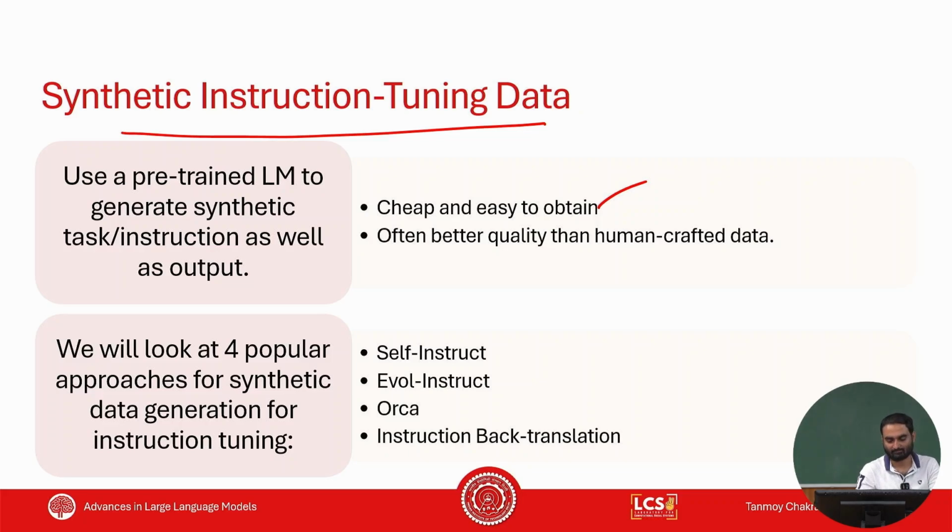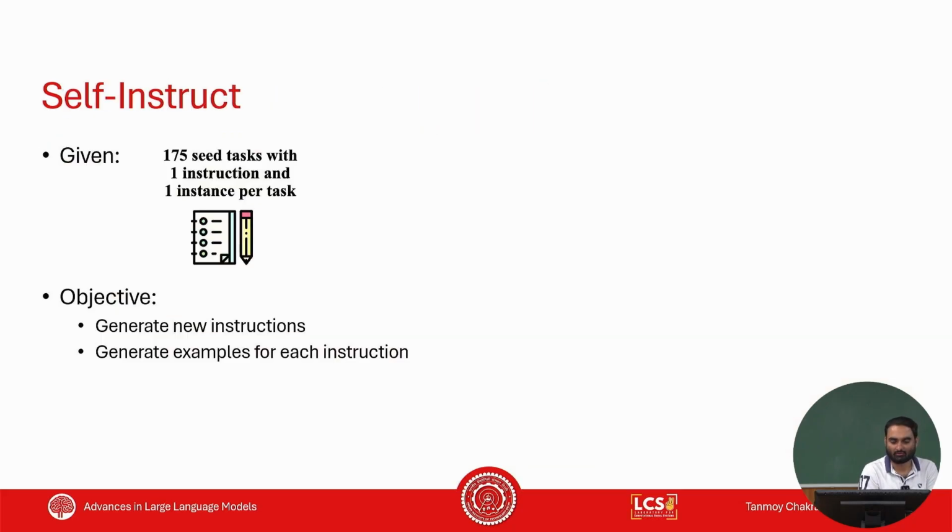right? Silver label data. So these are the 4 papers or 4 techniques which turned out to be really effective. The first one is self-instruct, the second one is evolve instruct, the third one is Orca, and the fourth one is instruction back translation. And all these are synthetic instruction tuning dataset generation techniques. Okay, let's go through this one by one. First one is self-instruct.